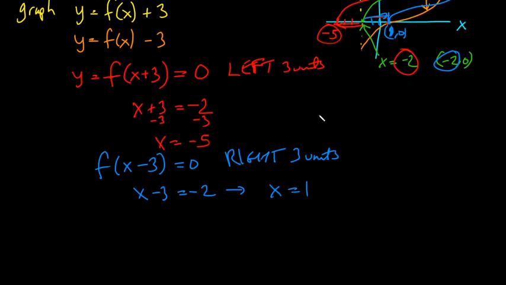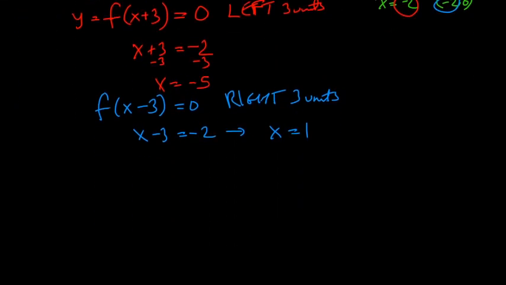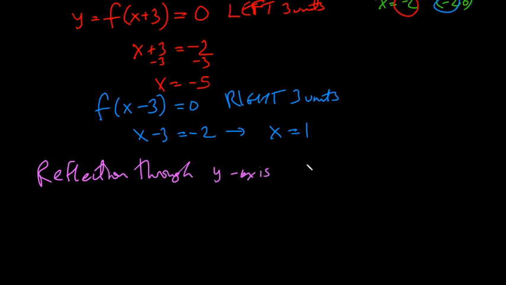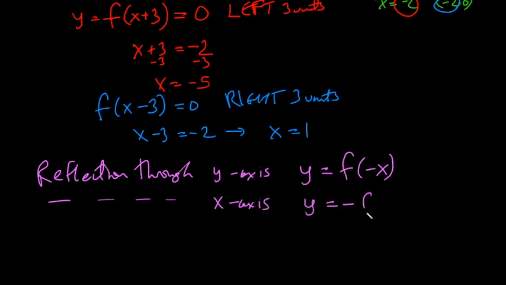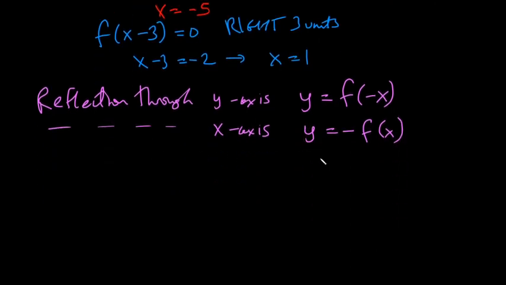Okay, and there's other ways to transform graphs other than shifting. You can do a reflection. You can do a reflection through the y-axis, and that's just taking x to negative x. So make x negative x. If you want to do a reflection through the x-axis, then just take the whole thing and flip it. So put a minus sign in front.